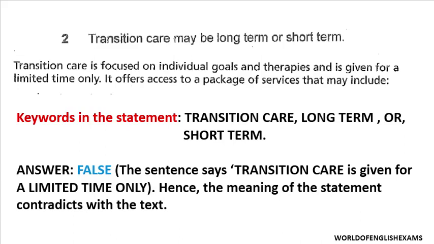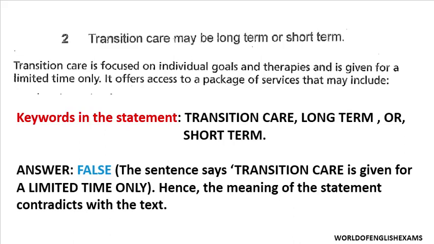Transition care is focused on individual goals. So far we did not get any keyword. And therapies, and is given for a limited time only. So now here term and time are synonyms. What is given again? And is given for a limited time only, but in the statement it says either for a long term or for a short term, but that is wrong, isn't it? So whatever is given in the passage is contradicting with whatever is given in the question or the statement. Hence we confirm the answer as false.